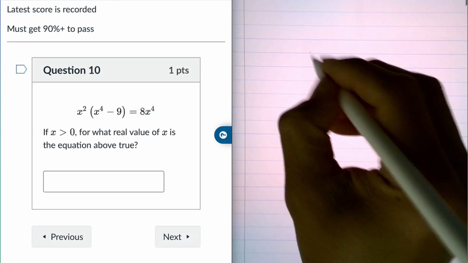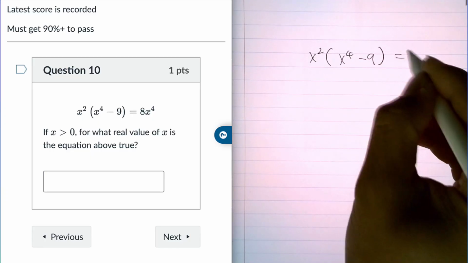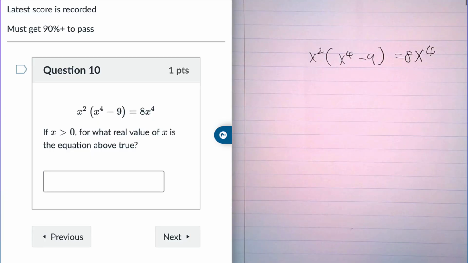We got x squared times x to the fourth minus 9 is equal to 8x to the fourth power. So x is positive. For what real value of x is the equation above true? Okay, this looks very scary looking.